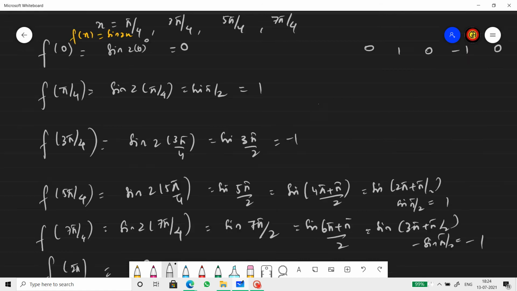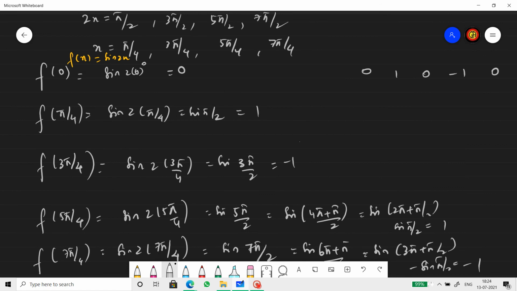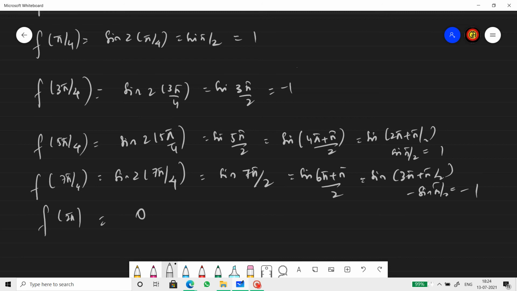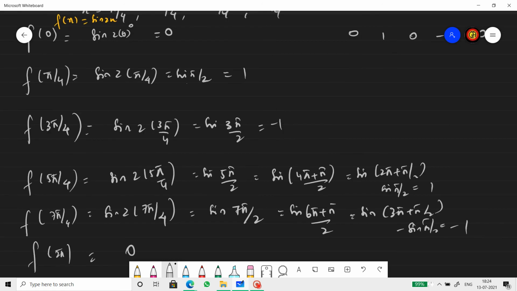Now what is the least out of this? The least out of this is minus 1. And the maximum out of this is 1. So it attains absolute maximum value at pi by 4, at 5 pi by 4. I think only there we are getting 1. Yeah, at pi by 4 we are getting 1. At 5 pi by 4 we are getting 1. At all the other points we get 0. So the absolute maximum value is 1, and it is attained at pi by 4 and 5 pi by 4.